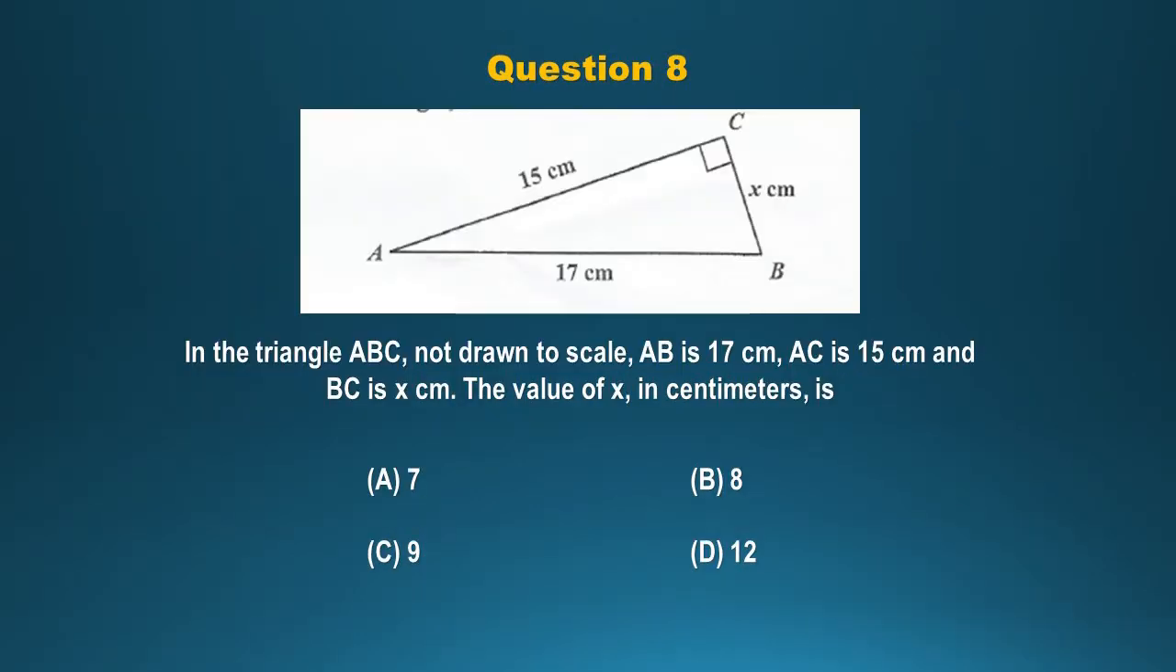This item refers to the following right angle triangle. And there in trigonometry, you would have been hearing these key terms. Right angle triangle, very important. We need to know where the right angle is. In reference to this right angle triangle, we were given some lengths. And the question reads, in the triangle ABC not drawn to scale, AB is 17 cm, AC is 15 cm, and BC is x cm. The value of x in centimeters is.